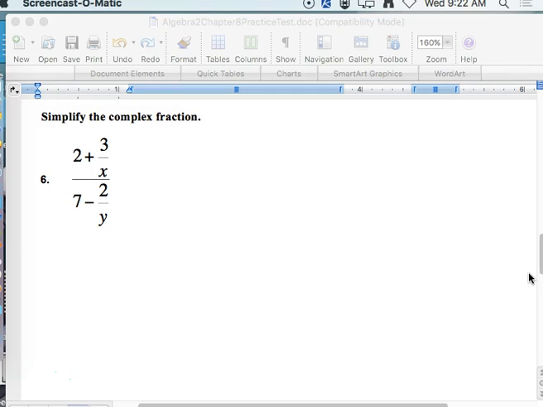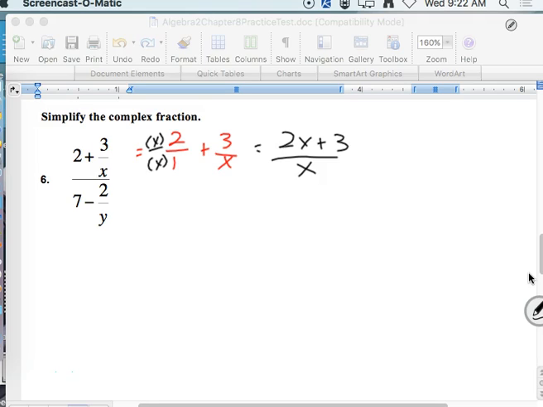We have to make one fraction divided by one fraction. So don't even look at the whole thing. Just go up to the top and say, okay, how am I going to make 2 over 1 plus 3 over x equal just one fraction? What's the LCD? x. So this one's going to need an x on the top and the bottom. And that will give us 2x plus 3 over x. Cool. The top is now one fraction. Now go back and only look at the denominator.